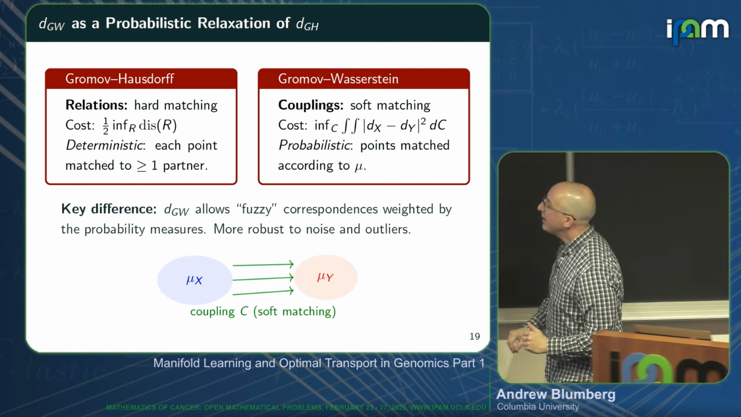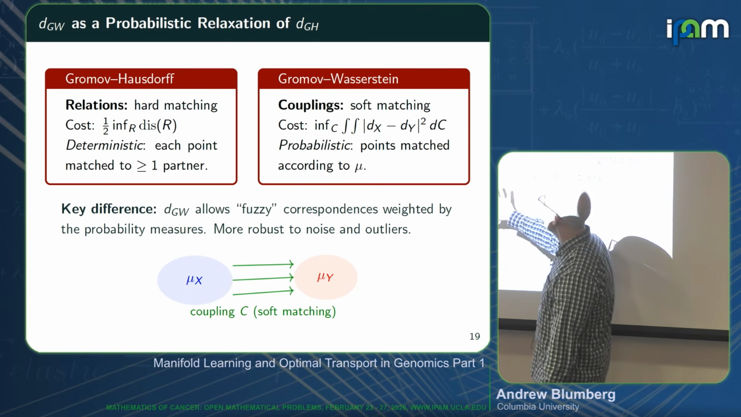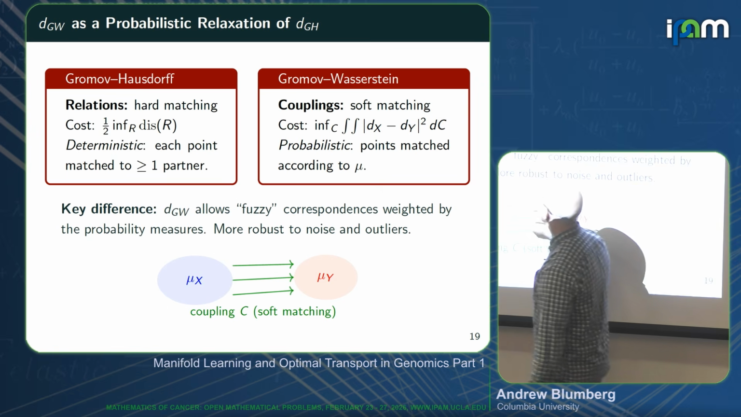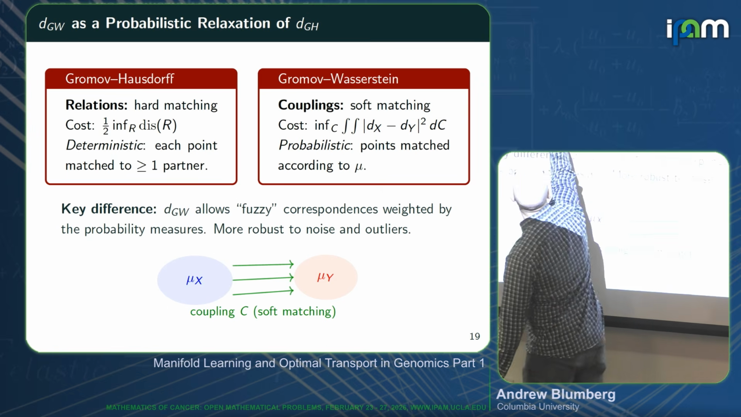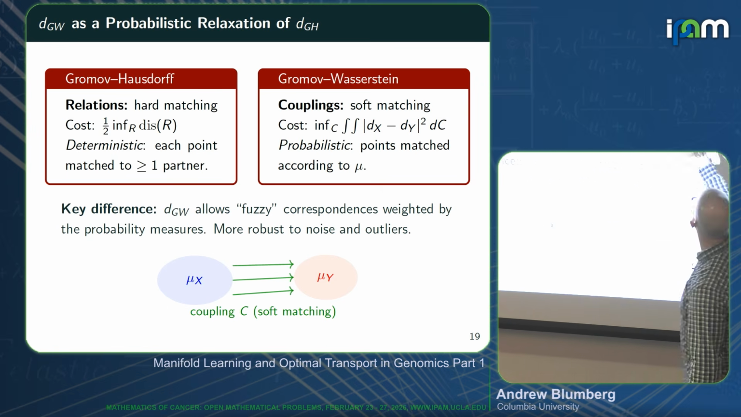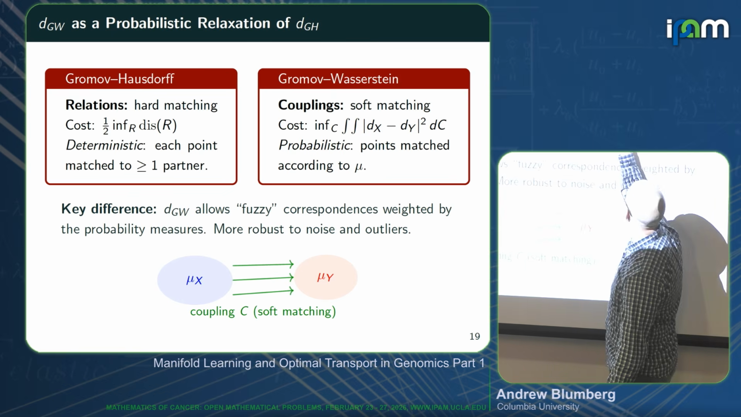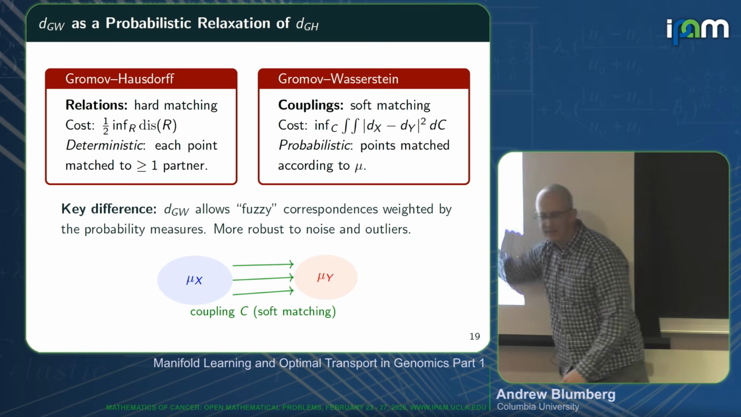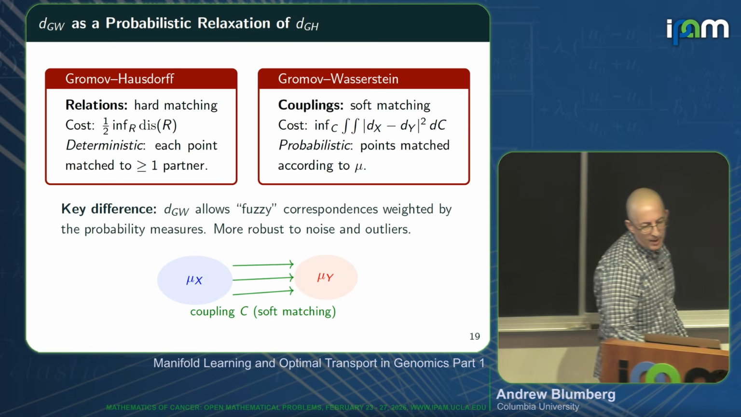So here is the more explicit way you can think of this as a relaxation, as we're building towards the program. In this one, we have a deterministic matching, and we have the inf of the distortion. Here, we have a probabilistic matching, and we have the inf of the integral of something like the distortion. But you should think of this as some kind of fuzzy matching.